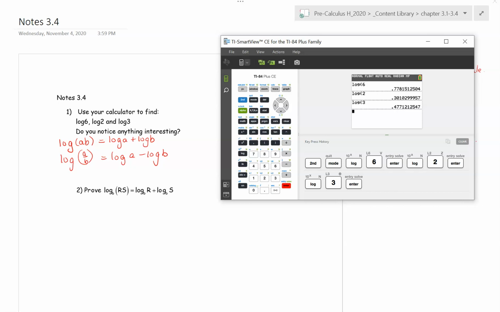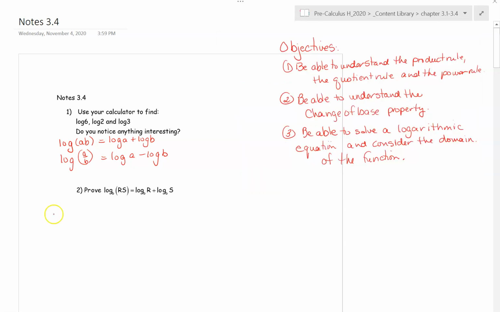All right, so now we're going to go ahead and prove the product rule. We're going to start by saying let x equal log base b of r, and let y equal log base b of s. So now we can use the definition of logarithms that says that b to the y equals s and b to the x equals r. When we're proving the product rule, we just have to make sure we don't use the product rule in the proof.